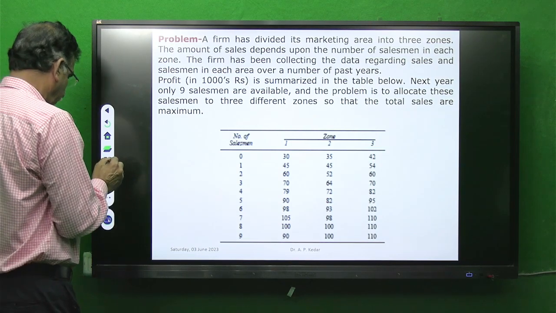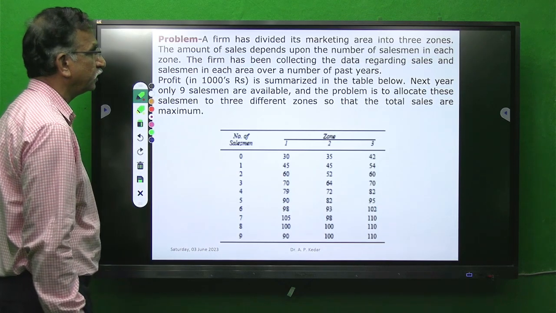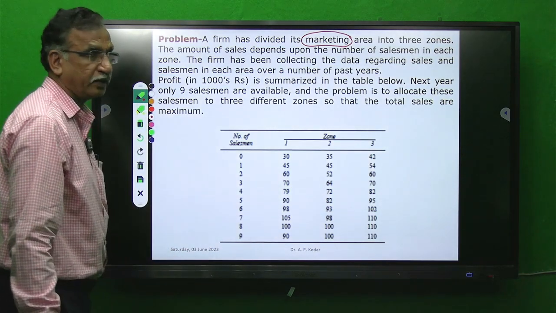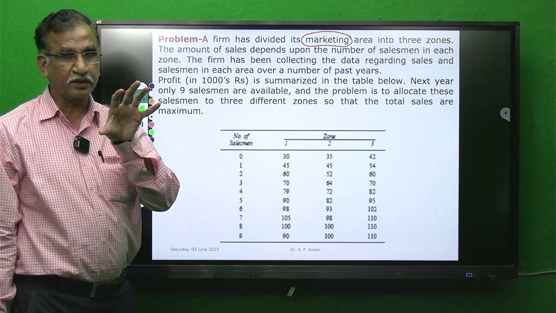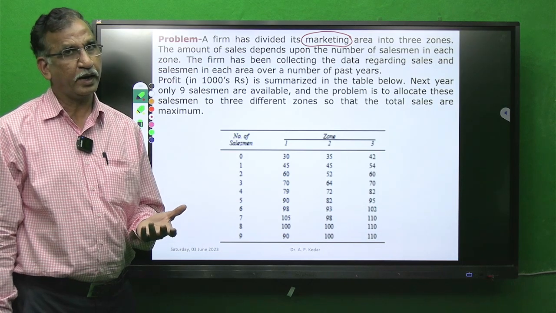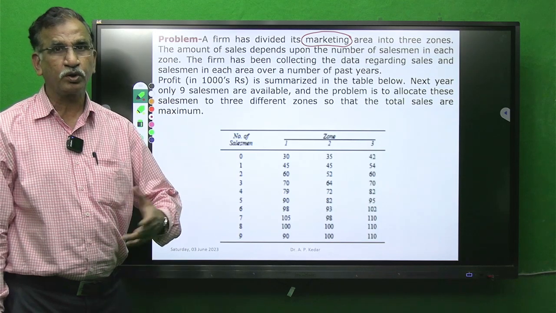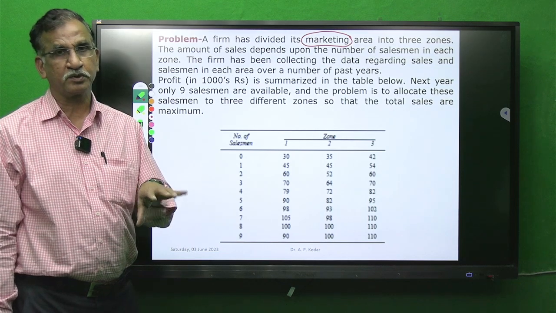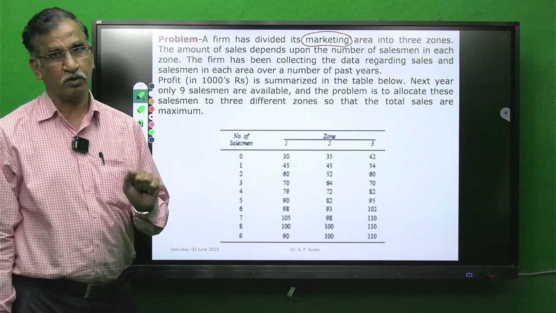Now here, as you can see, the firm is supposed to take some decision pertaining to the area of marketing. As a strategy of the company, they have divided their marketing into 3 different zones labeled zone 1, zone 2, zone 3, and they have a number of salesmen available with them. The task is how to allocate the salesmen to the different zones, zone 1, zone 2, zone 3, so as to maximize the objective function.